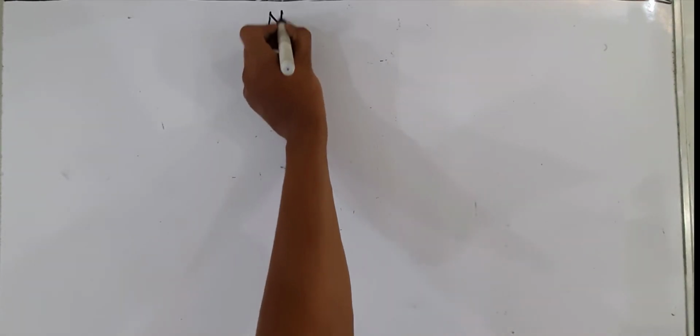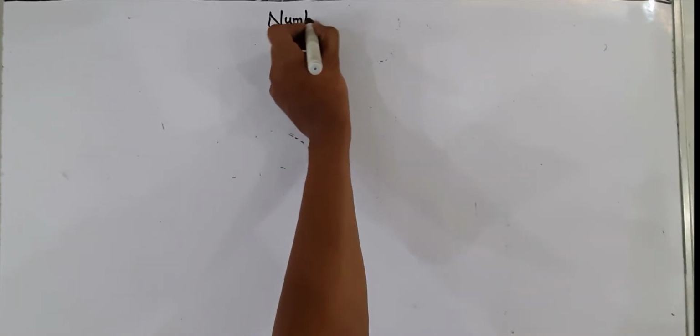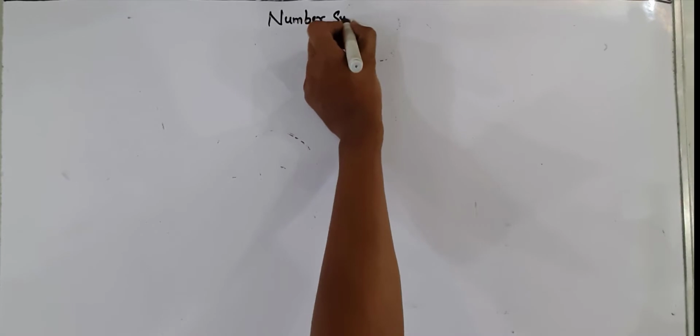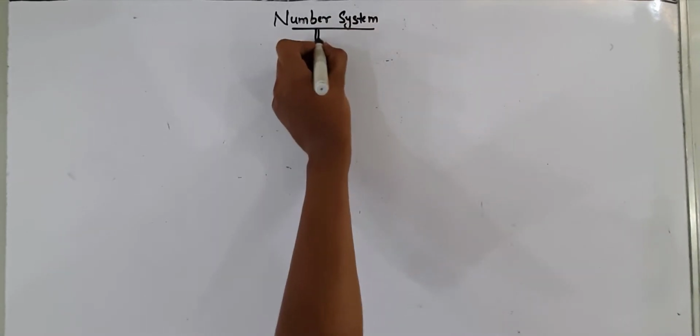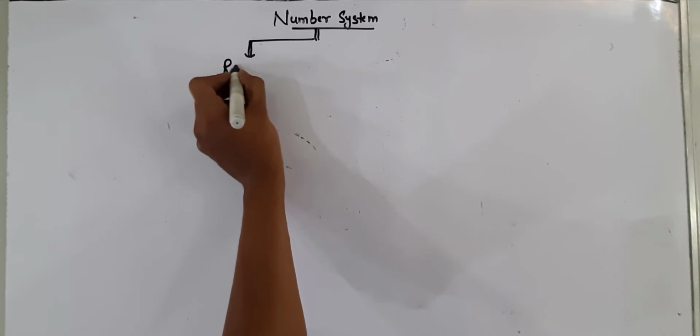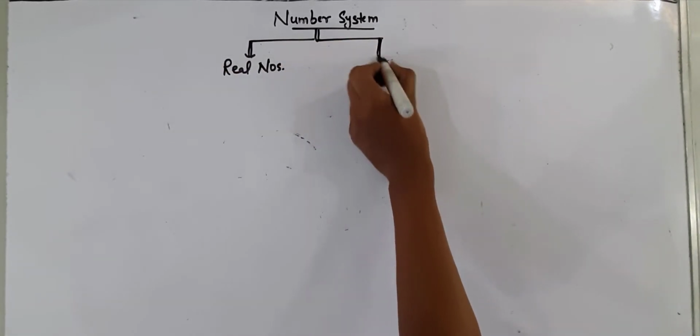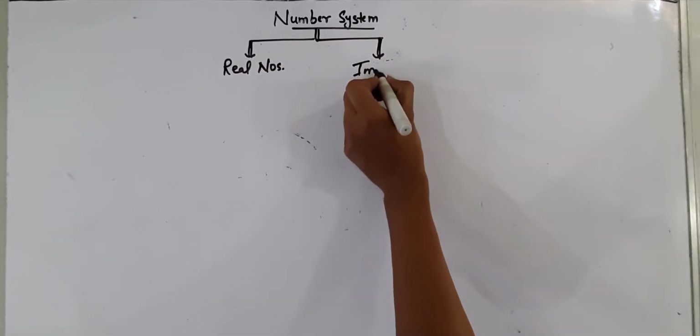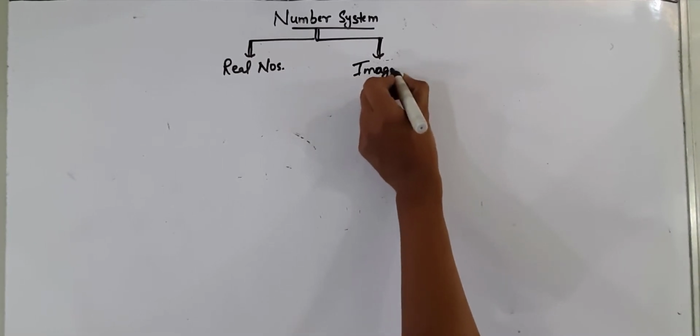In this lecture, we will learn about the first chapter of mathematics, that is the rational number and the irrational number. Before we start the lesson, first we will classify number system into two parts. First is the real number and the other is the imaginary number.